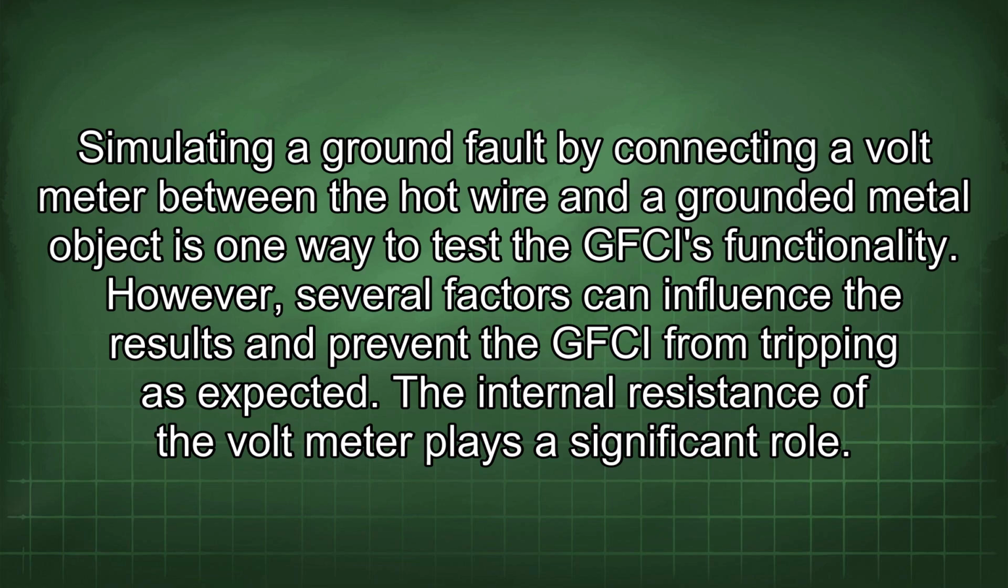Simulating a ground fault by connecting a voltmeter between the hot wire and a grounded metal object is one way to test the GFCI's functionality. However, several factors can influence the results and prevent the GFCI from tripping as expected. The internal resistance of the voltmeter plays a significant role.